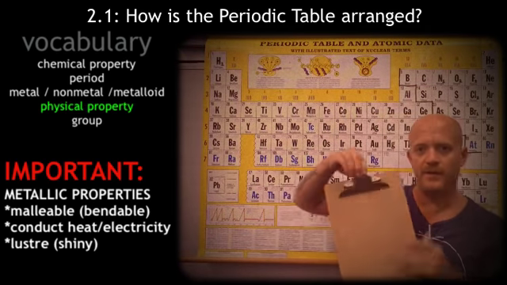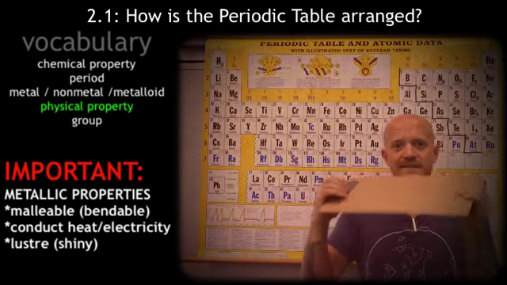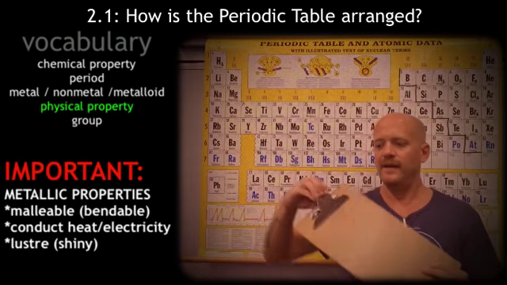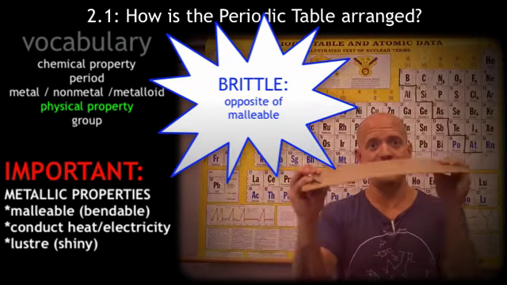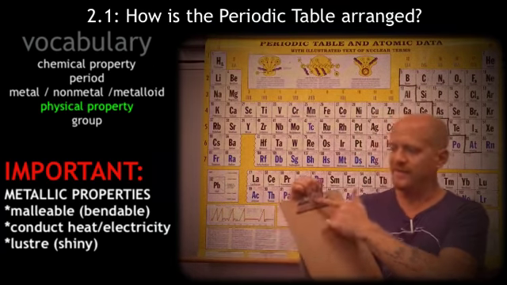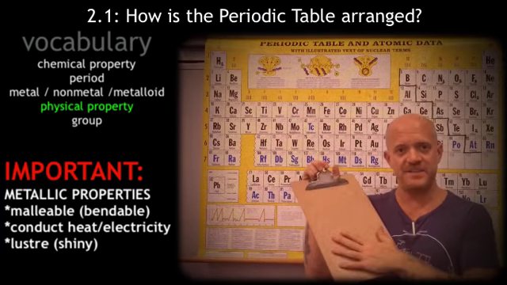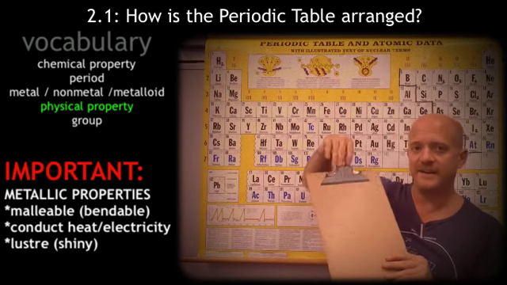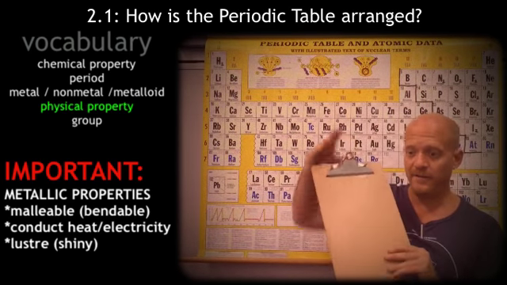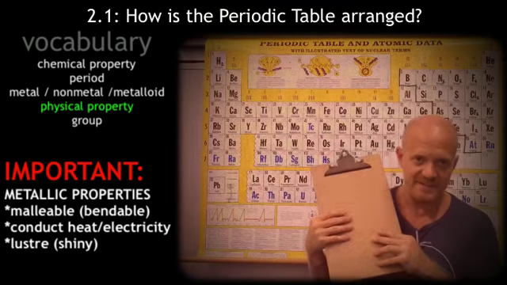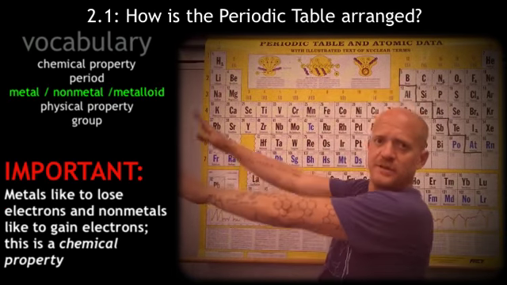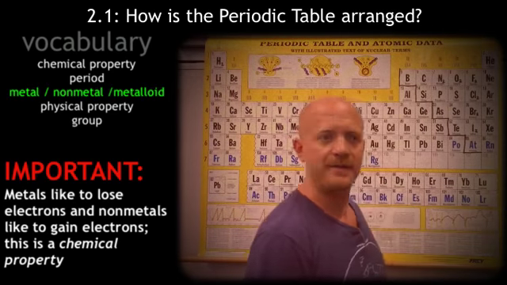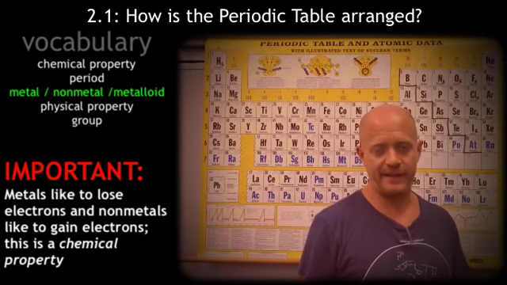If you look at this clipboard, this is metal, this is made up of nonmetals. If I bend this, it won't break. If I bend this, it would break. This is shiny, this is not shiny. This conducts electricity, because it's a metal, and this does not conduct electricity. Now, metals like to lose electrons, and nonmetals are on the right side, they like to gain electrons.